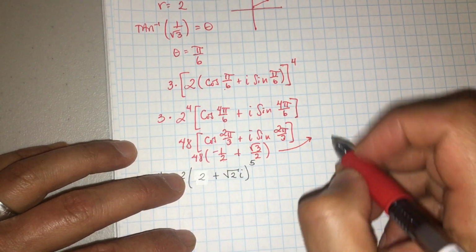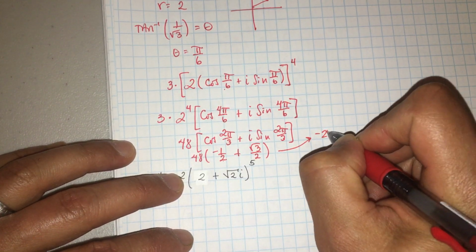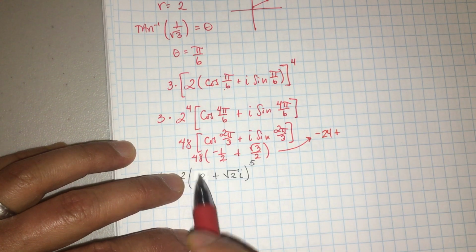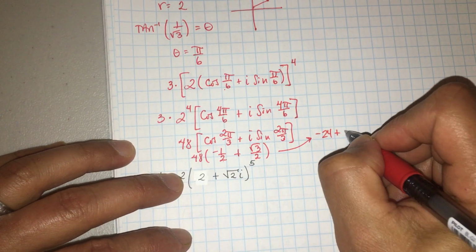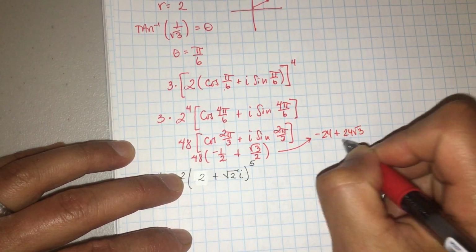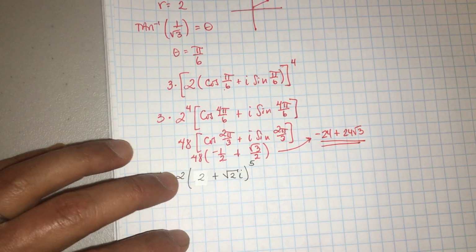48 divided by 2 is 24, so this would be negative 24 plus 48 divided by another 2, same thing, 24 radical 3. And there it is, guys.